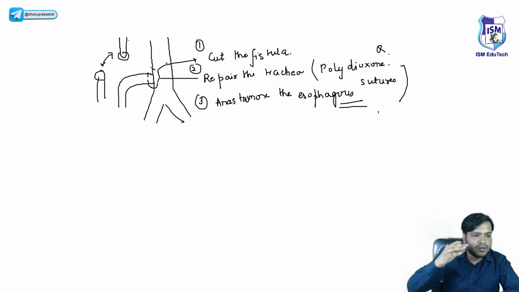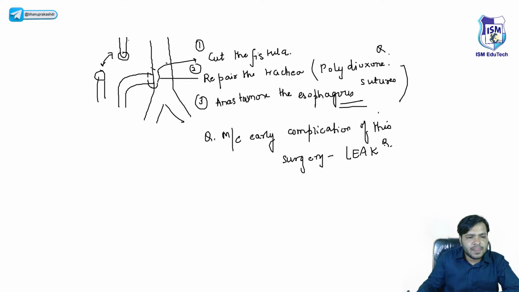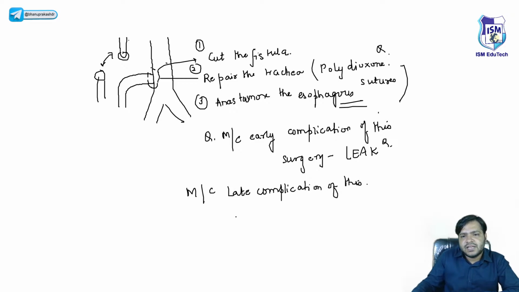Now there are two questions that are being asked in the exam from this particular point. What is the most common early complication of the surgery? That is leak. लीक होने के चांसेस बहुत ज्यादा होते हैं, ठीक है? And what is the most common late complication of the surgery? That is stricture.